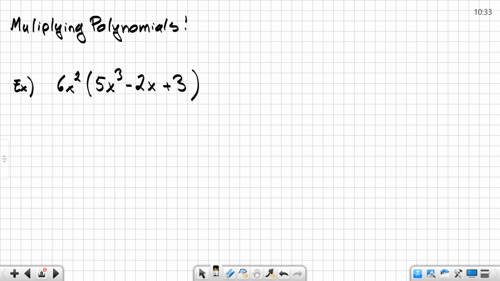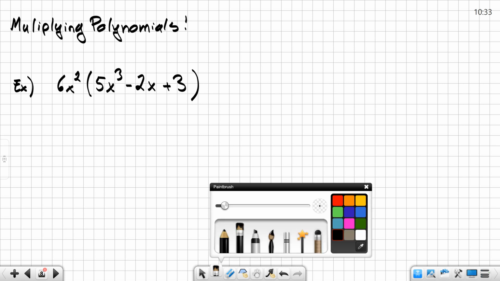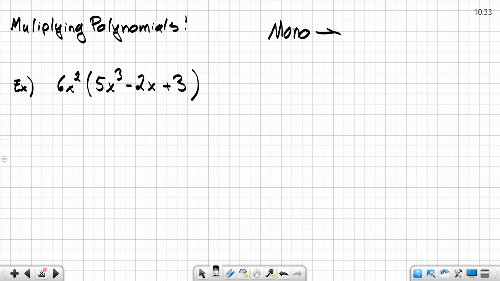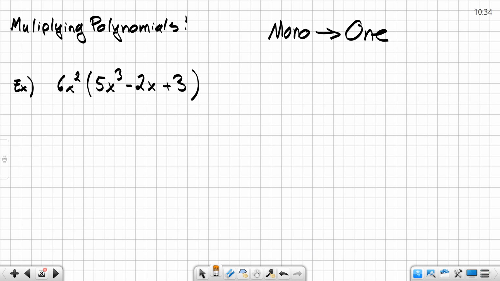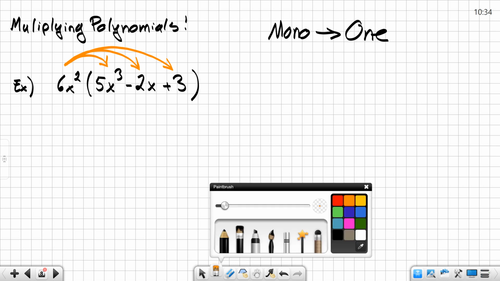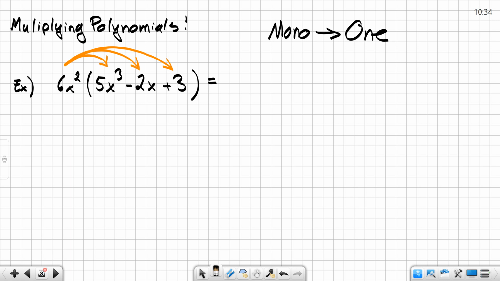If I have more than just a monomial, mono means one, in this case for us polynomials, terms. If I have more than just one term, then I have a 6x squared, and I want to multiply it with 5x cubed minus 2x plus 3. I am using my distributive property. That means 6x squared will get multiplied with each and every one of these terms. So what I have here is 6x squared, and I have to multiply it with 5x cubed.